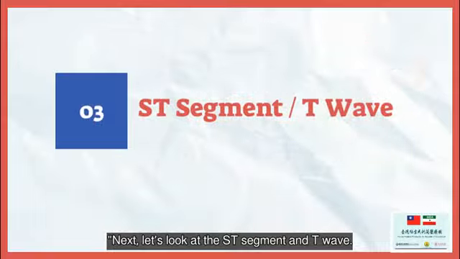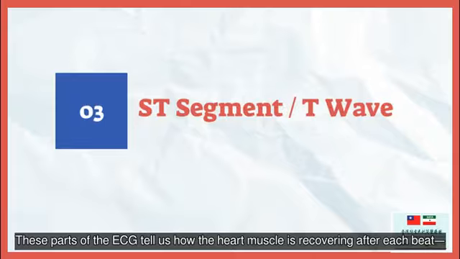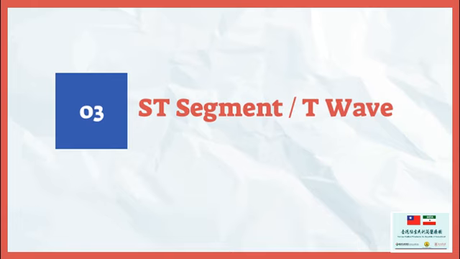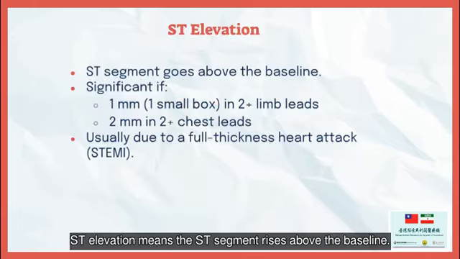Next, let's look at the ST segment and T wave. These parts of the ECG tell us how the heart muscle is recovering after each beat, and are very important for spotting things like heart attacks, ischemia, or electrolyte problems. ST elevation means the ST segment rises above the baseline.